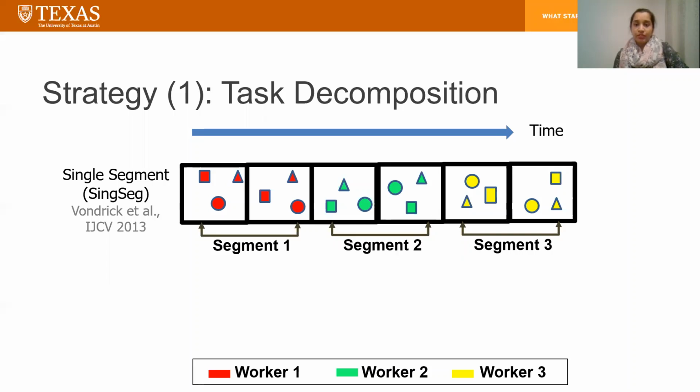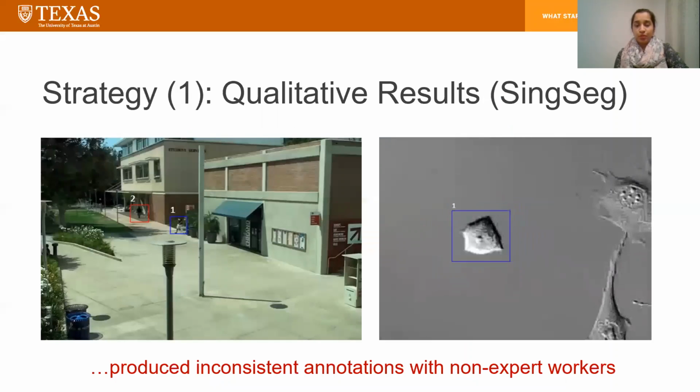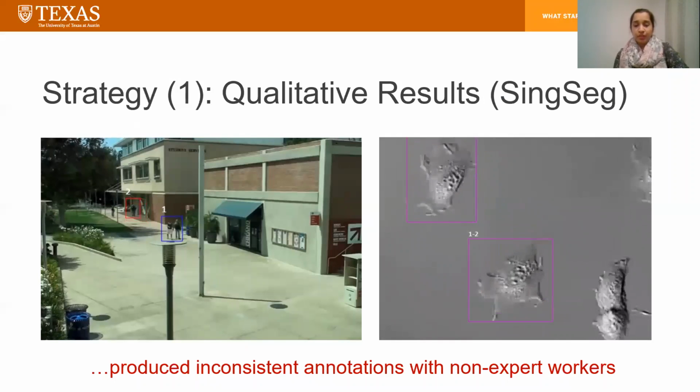In this example, we see this video being divided into 3 segments, with each color indicating a different worker. A worker is responsible for annotating all the objects in one small segment, which are then merged together with other segments to produce the final video. We call this method single segment annotation, or SIGCHI. However, when we tested this approach with non-expert workers, we noticed several problems which we elaborate in our paper.